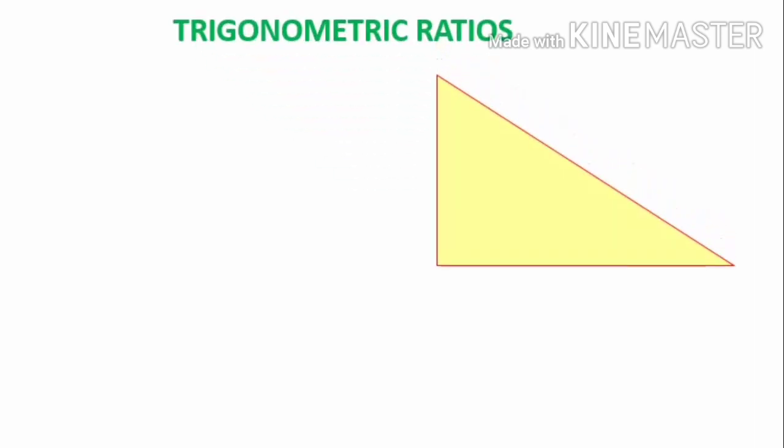First of all, we have to consider a right angle triangle and an angle theta. The side which is opposite to the right angle, that is 90 degrees, is called the hypotenuse. The side which is opposite to the given angle, we consider as the opposite side. And the side which is left over, we can mark as the adjacent side. The six trigonometric ratios are based on these sides and the given angle theta.